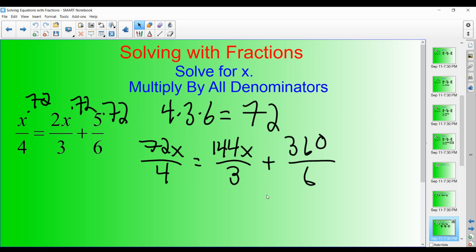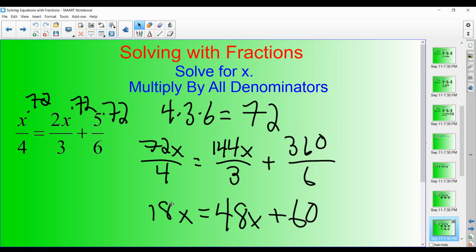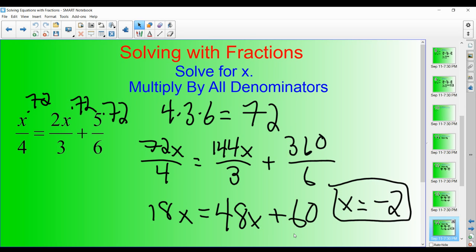But the next part is going to help us a lot. If you use this multiply by denominators method, each of these fractions is always going to be an integer. So 72 divided by 4, 144 divided by 3, and 360 divided by 6 are all going to be integers. In this case, they're whole numbers because they're positive. Now we have another multi-step equation that you know how to solve. And in this case, you solve it, you get x equals -2.